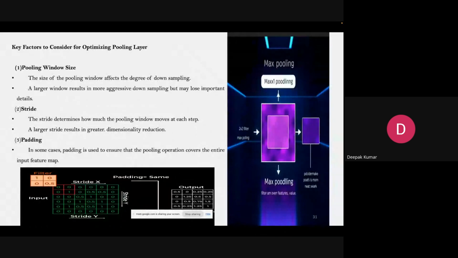We'll move forward. Okay, so I have this slide to show the full picture of how we will apply that. This is the input image, and this is the filter we have taken, and how it will move, or we can say be applied over the full image, and what would be the output of that. Correct?